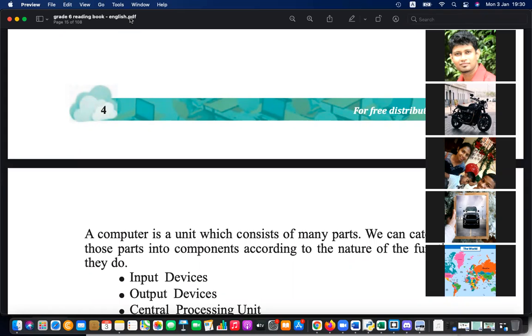So similar to that, a computer has a temporary memory.